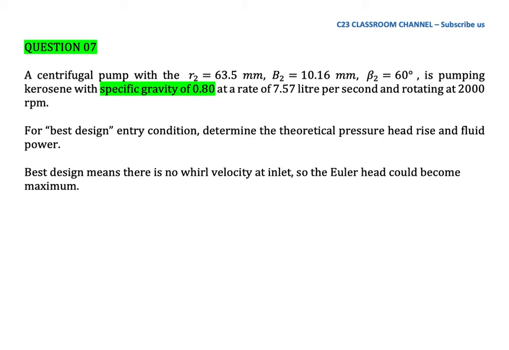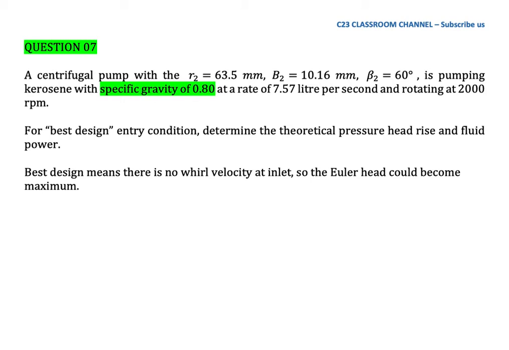Centrifugal pump tutorial question number 7. A centrifugal pump with R2 equals 63.5 millimeters, B2 equals 10.16 millimeters, beta 2 equals 60 degrees, is pumping kerosene with specific gravity of 0.80 at a rate of 7.57 liters per second and rotating at 2000 rpm.